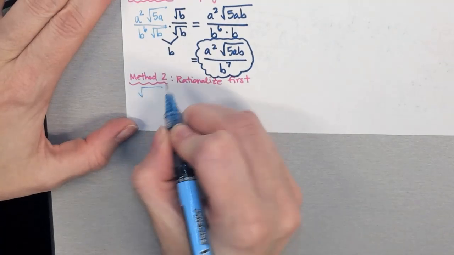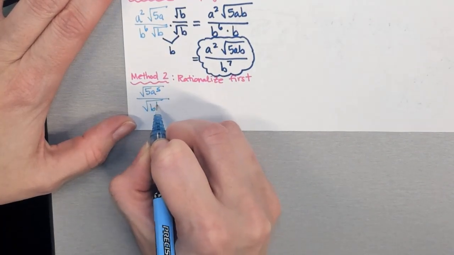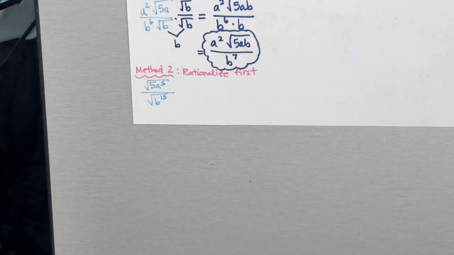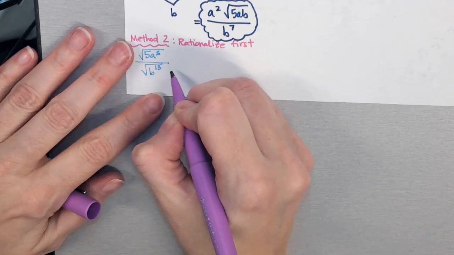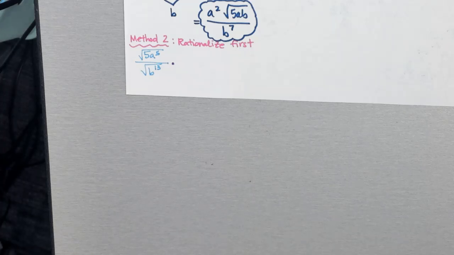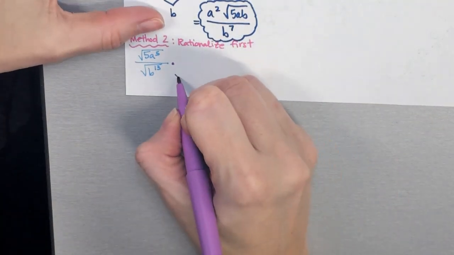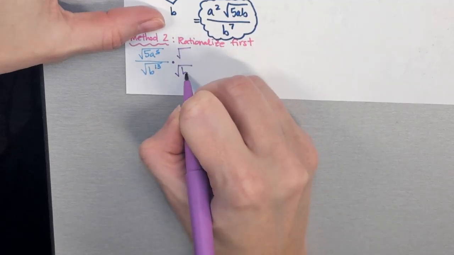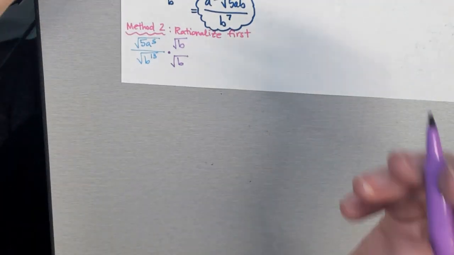Okay, so we would stick with the 5a to the 5th over the square root of b to the 13th. And then we have to figure out what to multiply by. Because the index is 2, what we would want to do is multiply by the square root of b. You could also multiply by the square root of b to the 13th. You could do that as well. And then you would have to simplify.